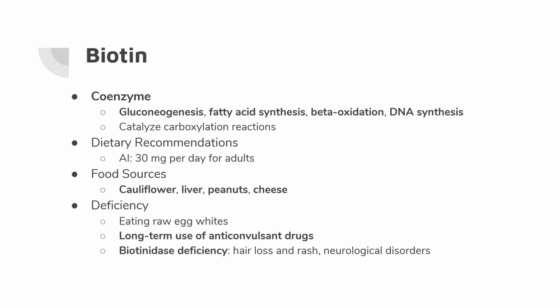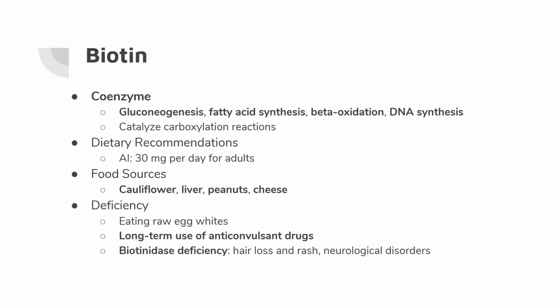Deficiency is also rare. You can have deficiency from long-term consumption of raw egg whites because there's a compound in raw eggs that binds to biotin and makes it unavailable to us. There's not too many people out there who are pounding down raw egg whites every day, so it's not usually a concern for most people, but if you do like raw egg whites, be mindful that it could be interfering with your biotin absorption. Also, long-term use of anticonvulsant drugs interferes with biotin absorption.